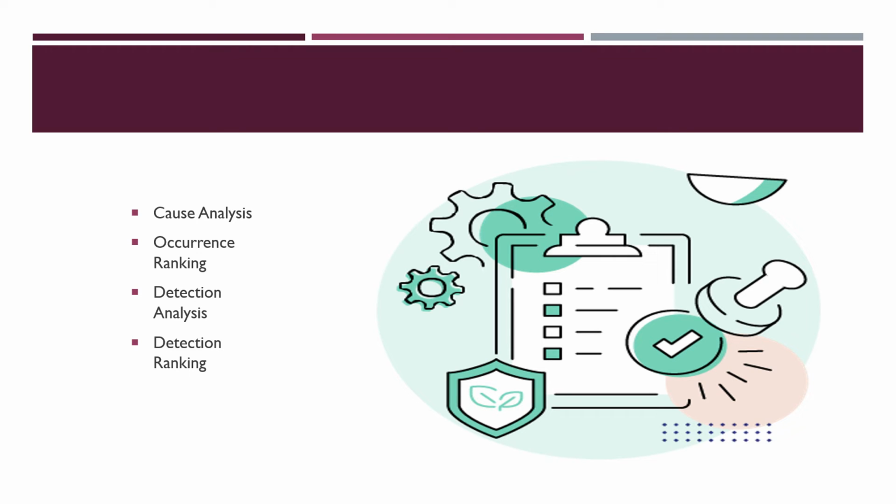Occurrence ranking. Assign an occurrence rating for each cause. Again, this is typically on a scale like 1 to 10, with 10 meaning the failure is highly likely to occur, and 1 being unlikely.